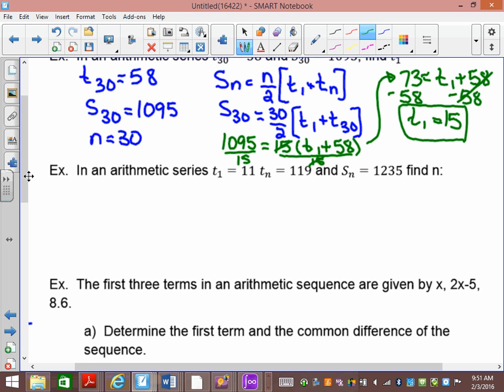So here we have T1 equals 11, so we know the first term. Here we know the last term, Tn equals 119. We know the sum of the terms up to the last term, 1235. And they want n. What formula has T1, Tn, Sn, and n? That same formula. Second sum, arithmetic sum formula.